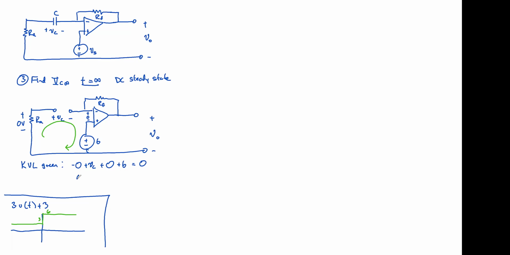And so therefore, we know that VC, which, since we're in DC steady state, I could have more properly written as V sub C of infinity, is equal to minus 6 volts. And all that is our third step.